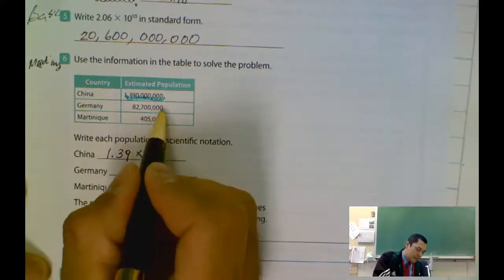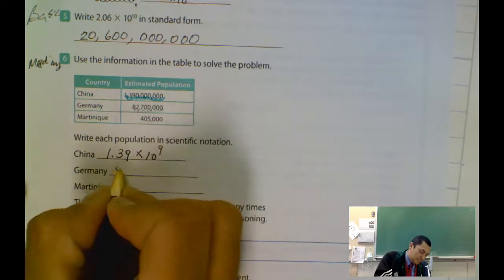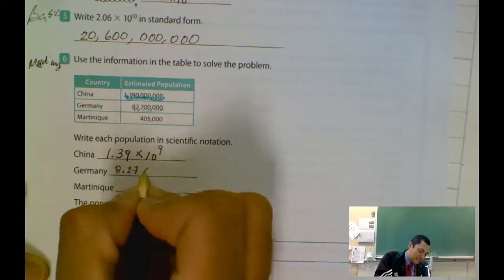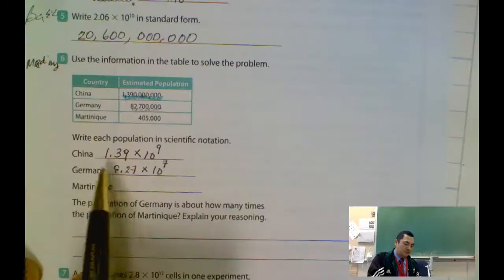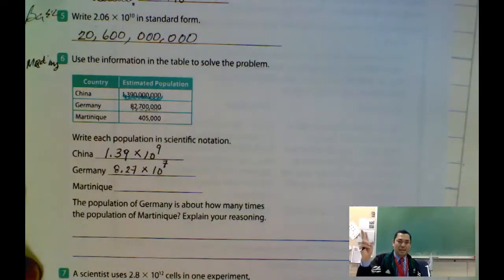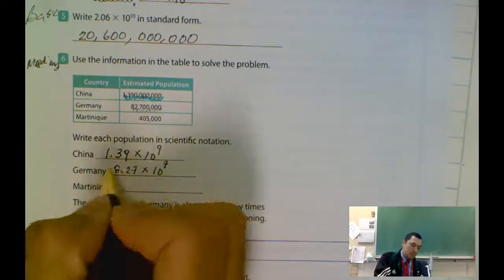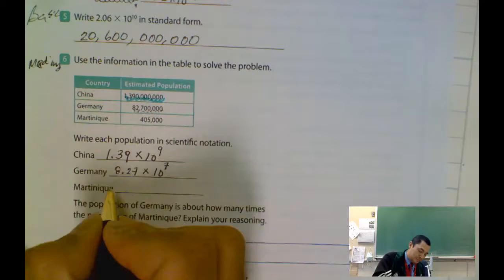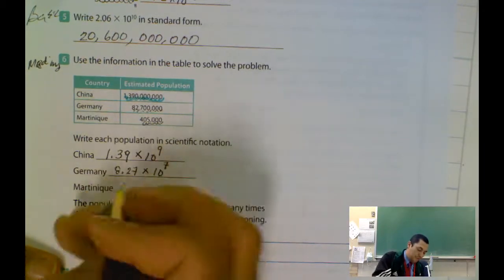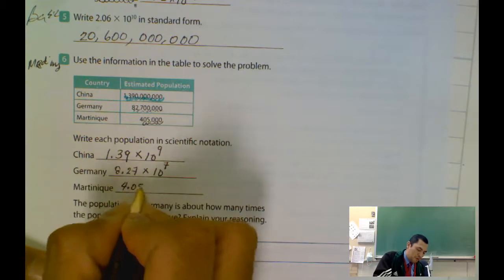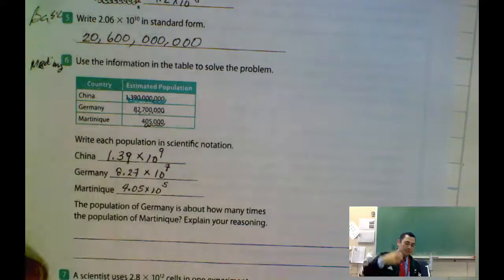Germany, how many times? 1, 2, 3, 4, 5, 6, 7. So it's 8.27 times 10 to the 7 power. Remember, we need to leave this number between 1 and 10, less than 10. So that's the reason why I choose 8.27, not 0.827. Martinique, so I have 1, 2, 3, 4, 5. So it's 4.05 times 10 to the 5th power, because I count 5 times to the left.